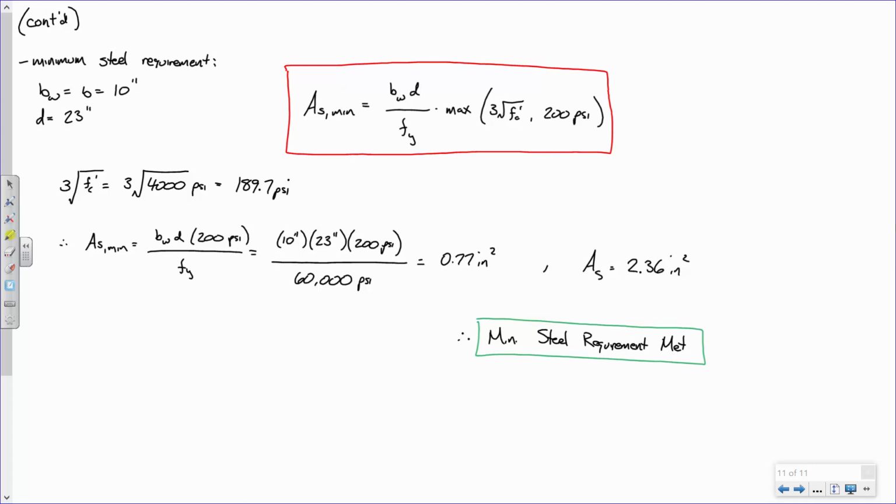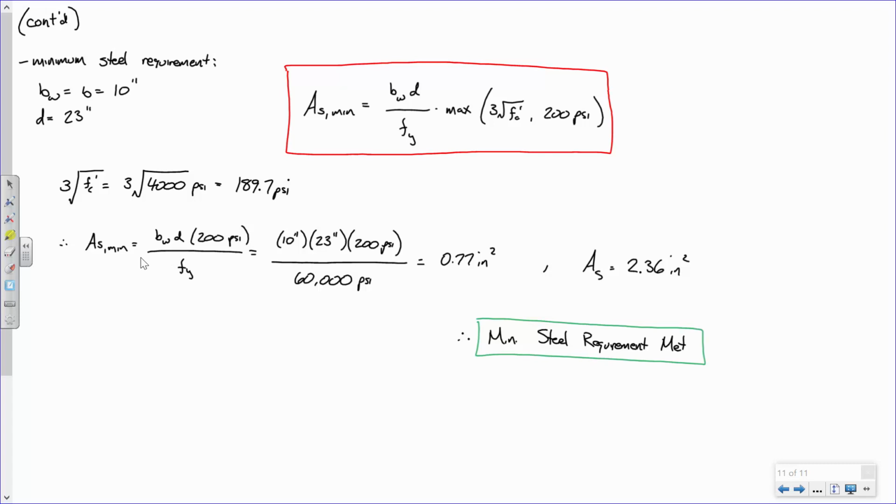Now, looking at the expression, you're taking that fraction and multiplying it by the maximum of either 3 square root of f c prime or 200. When you do the math, you find that 200 is larger. So on the bottom, I'm just taking b w d over Fy times 200. So plug and chug, and you get a minimum area of steel of about 0.77 square inches.